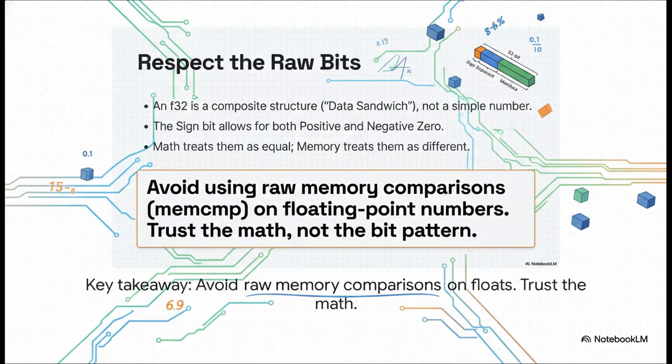So what's the ultimate lesson here? It is so crucial for anyone working close to the hardware. You have to respect the raw bits. You've got to remember that a float is a complex composite structure, not just a simple integer. And because of that, you should never, ever use raw memory comparisons on them. Always trust the math, not the bits.